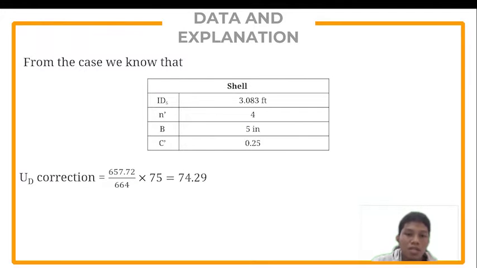Okay, from the case, we know that the shell data is shown in the table. Then we can calculate the UD correction and get the value of UD correction, which is 74.29.